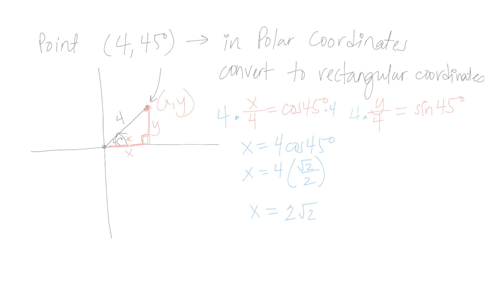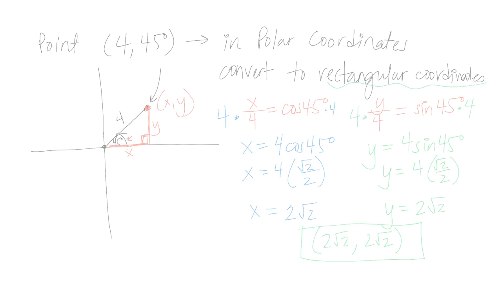For y, we're going to solve the same way by multiplying by 4, and I get y equals 4 times the sine of 45 degrees. That is the y coordinate on the unit circle of 45 degrees, which is also root 2 over 2. So y is 2 root 2. So my rectangular coordinates that are equivalent to 4, 45 degrees in polar coordinates are going to be 2 root 2, 2 root 2. And that's my rectangular coordinates.